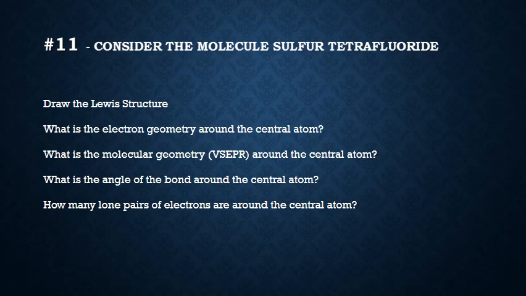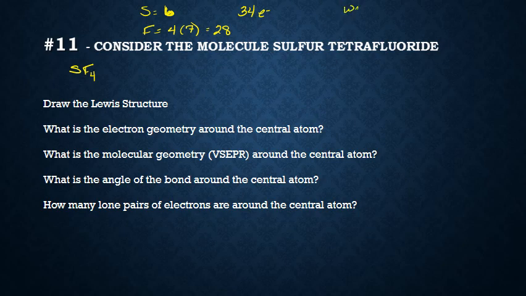Here we go, the last question. Sulfur tetrafluoride. That would be SF4. Sulfur, in this case, has 6 valence electrons. And fluorine, there's 4 of them, 7 valence electrons, that's 28. So 28 and 6, we have 34 valence electrons.